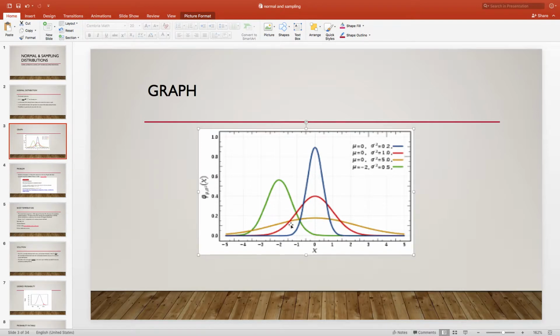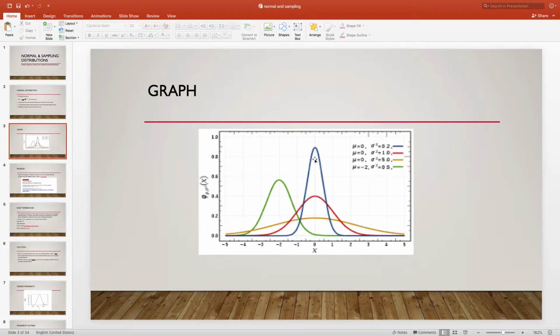So let's look at this blue curve, and it has the smallest standard deviation. All of these curves, this blue one, this red one, and this yellow gold one, they all have means of 0. The difference between them is the standard deviation. The one with the tallest peak has the smallest standard deviation. That means that it's the most concentrated around the mean, and that the mean is the most likely outcome.